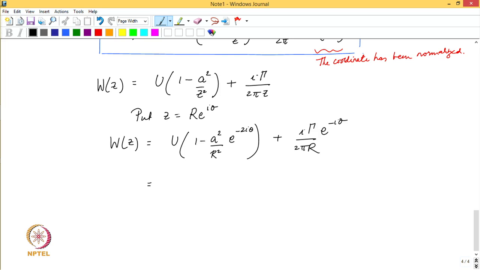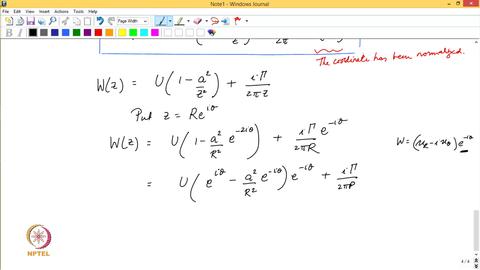All right. So, as usual, I will try and take an e to the power minus i theta outside of whatever we have in the velocity expression, because I want to write this eventually as (u r minus i u theta) e to the power minus i theta, right. I want to get to this point. So, I need an e to the power minus i theta outside. So, I will rearrange the terms in such a way that I get this factor out. I can write this as u (e to the power i theta minus a square by r square e to the power minus i theta) times e to the power minus i theta plus i gamma by 2 pi r e to the power minus i theta. Okay.